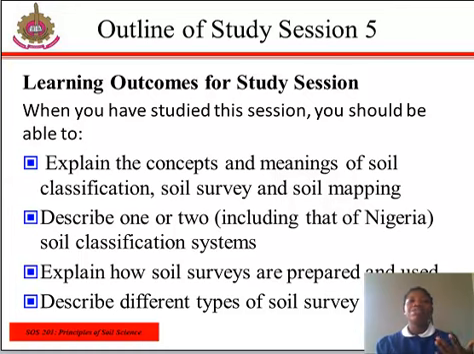Also, you should be able to describe one or two soil classification systems used in Nigeria. Also, you should be able to explain how soil surveys are prepared and used. And lastly, you should be able to describe different types of soil survey. Let's talk about these learning outcomes one after the other.